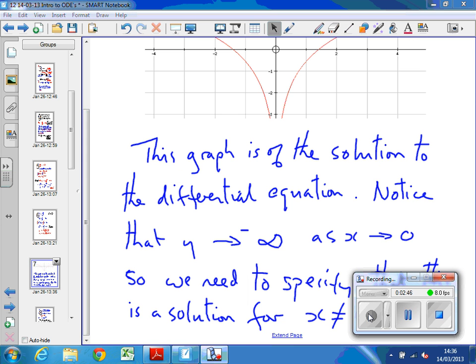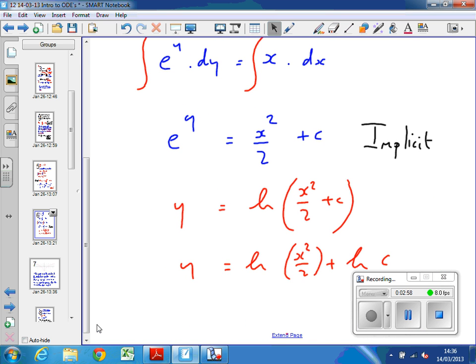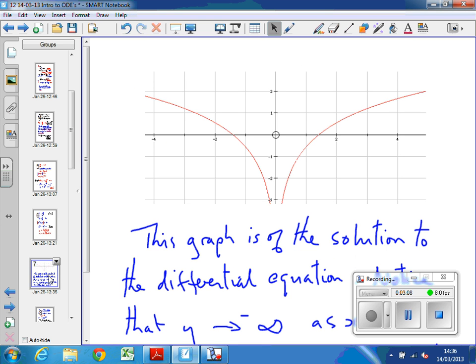This is the graph of the solution to the differential equation that we've just plotted, look. y equals log x squared over 2 plus log c, this function is being plotted. And we can see weird things happen when we get to 0. When x equals 0, it looks as though it's tending to negative infinity.